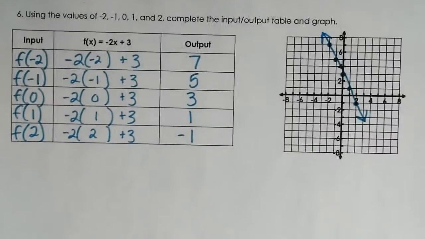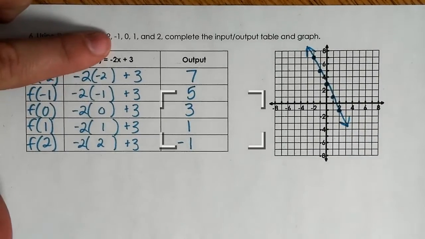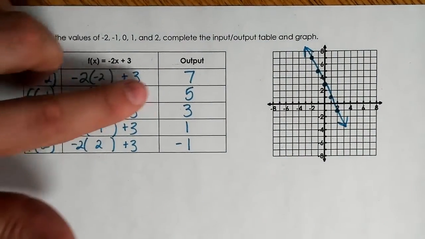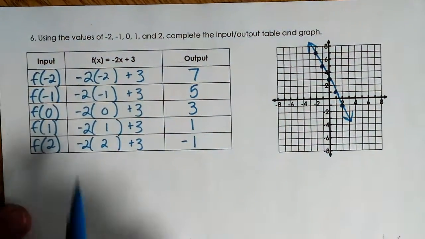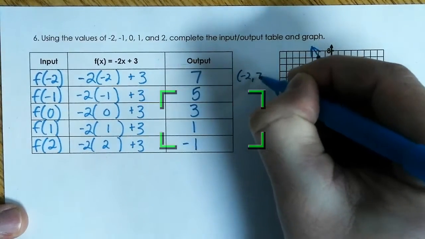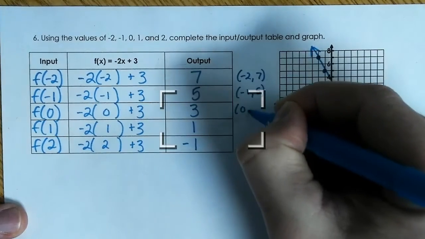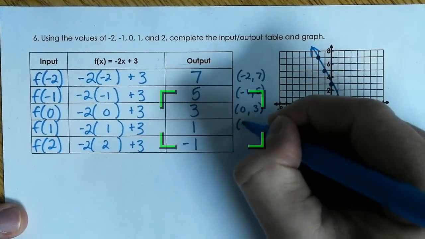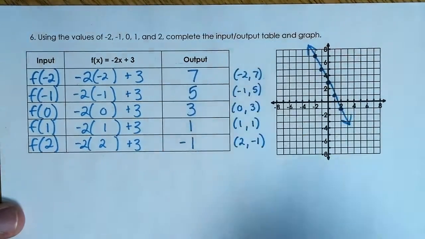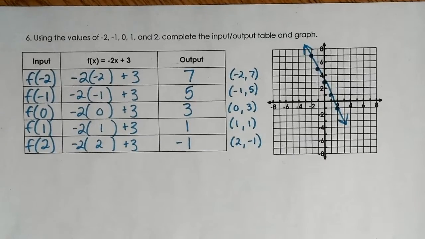So all of that encompasses the whole answer. We have our inputs, which were given to us. We plugged our inputs into our equation. From our equation, we got our outputs, and then we just looked to graph those. So that was -2, 7. -1, 5. 0, 3. 1, 1. And 2, -1. And then we just graph those points and we make our line.